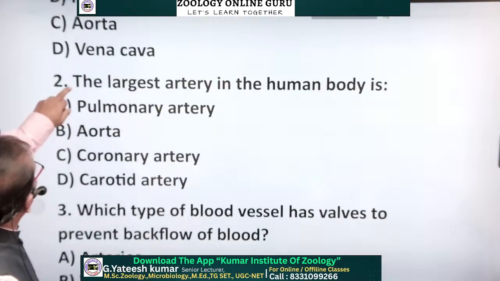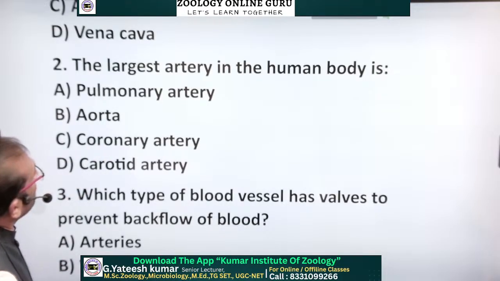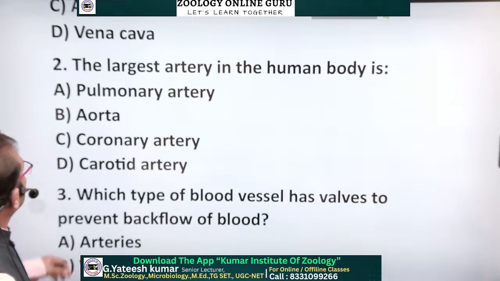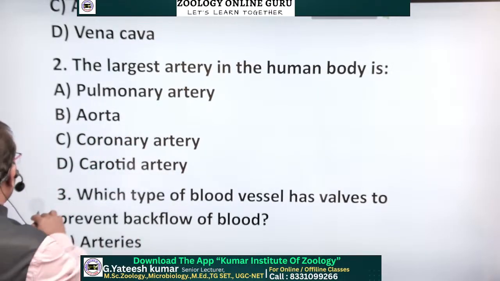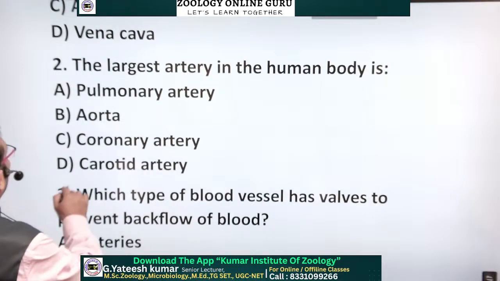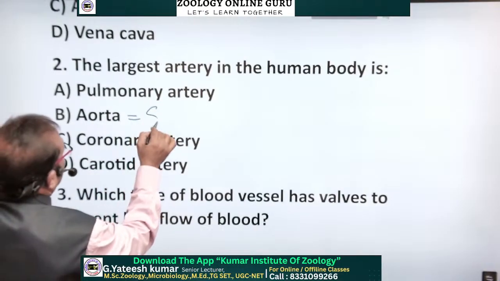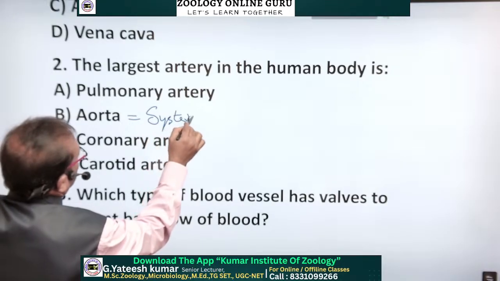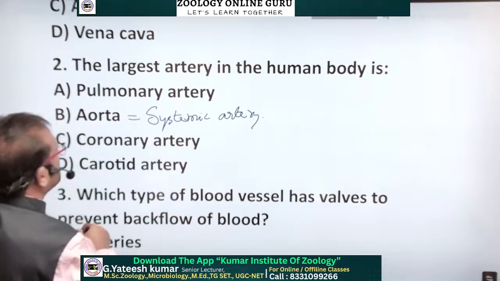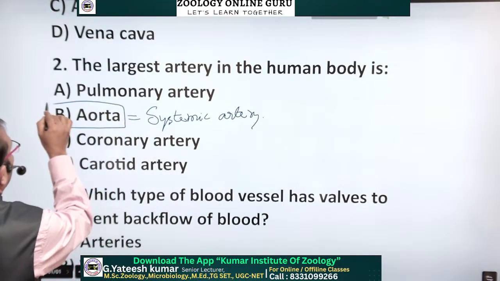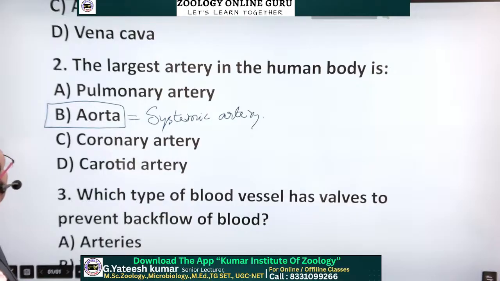Question number 2. The largest artery in the human body is. Pulmonary artery is an artery only, but aorta is the largest artery. Aorta is also known as systemic artery. Systemic artery is the largest artery. So option B is the correct answer for the second question. The largest artery in the human body is aorta.